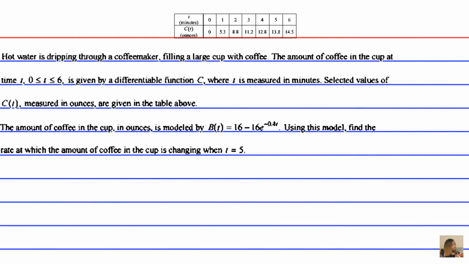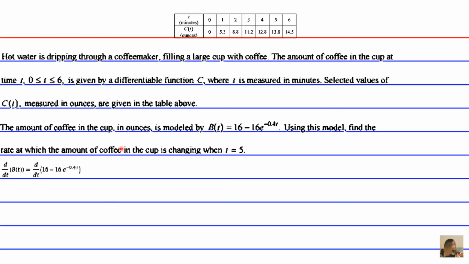All right, so whenever you're asked to find the rate at which some amount is changing, these are code words for differentiate. The derivative, the first derivative that is of a function is the rate of change. And then the second step you can take is to go ahead and evaluate it at the initial condition 5 minutes. So we're going to differentiate the function b of t.